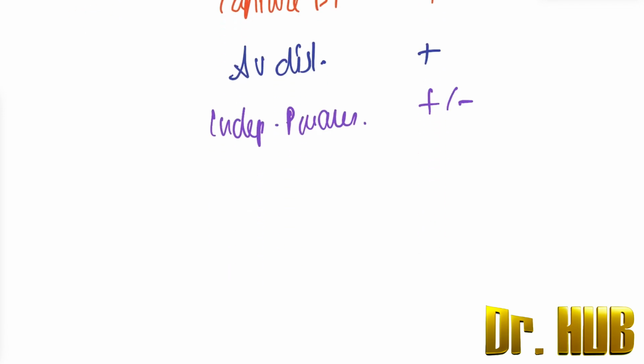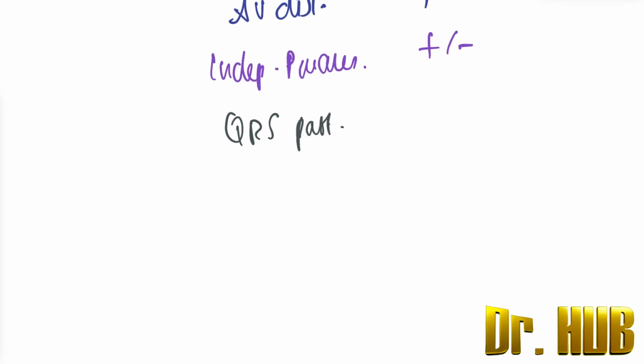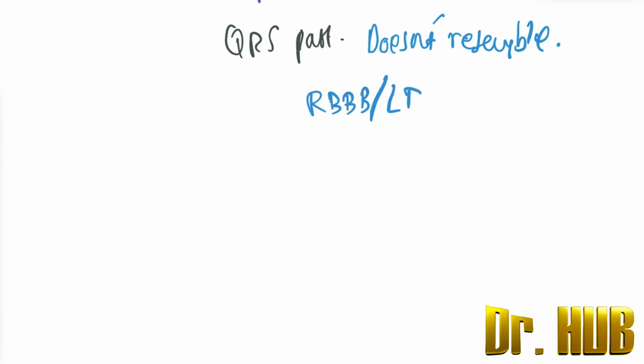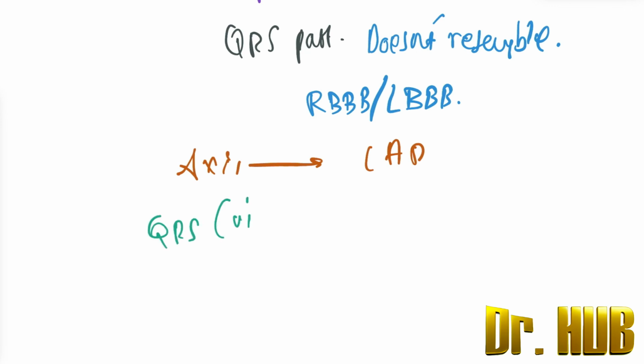Next, we look at the QRS pattern. Under the QRS pattern, it does not resemble the RBBB or the LBBB. Now what about the axis? The axis has LAD, that is the left axis deviation. Then comes the QRS morphology in V1. This is monophasic, as well as biphasic.